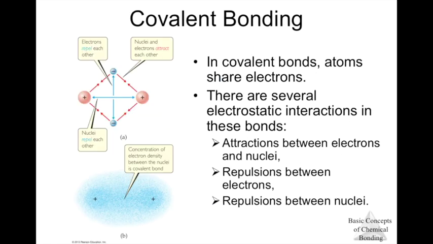In covalent bonds, atoms share electrons, right? And there are lots of different things that regulate these bonds. There's the attraction between the electrons and the nuclei, which we've been talking about before. The nuclei and the electrons attract each other, so they're trying to come together. But there are also repulsions from the electrons, which are pushing each other away. And then there are also repulsions from the nuclei, because those are positive. So lots of different things going on.